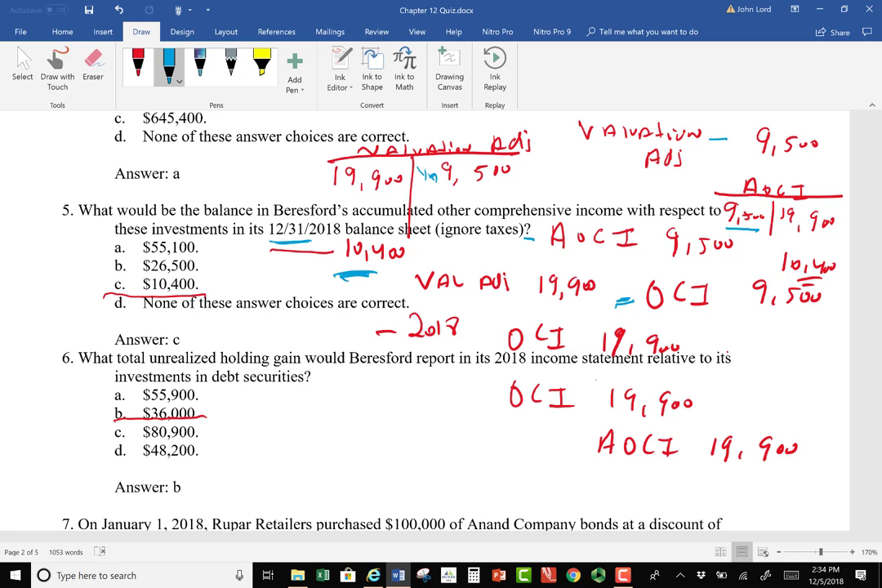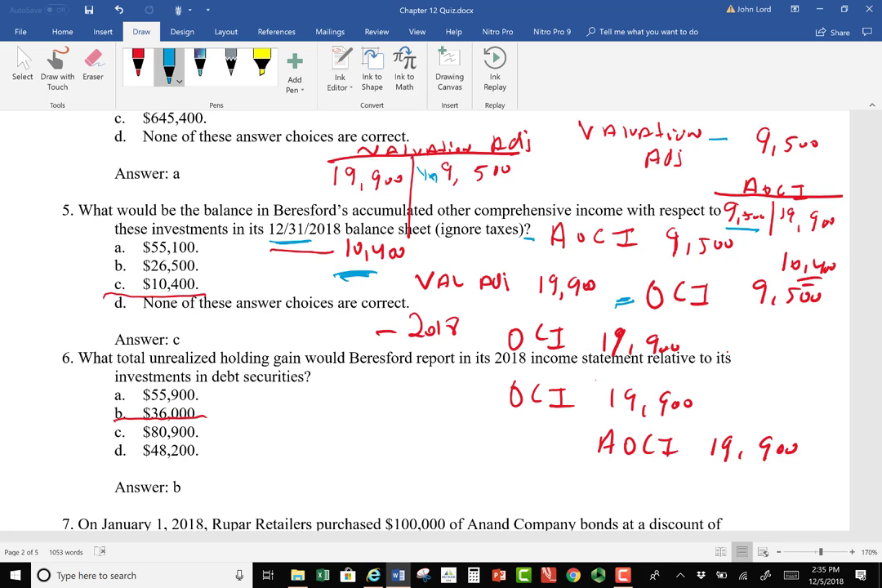Now, I walked you through the whole process so you see what's going on, but on your exam, the amount that should be in the valuation allowance and the accumulated OCI at any point in time is the difference between the cost and the fair value of the investment at the end of the year, isn't it? Isn't that what needs to be in there? Okay, so you don't have to go through all this to answer this question.